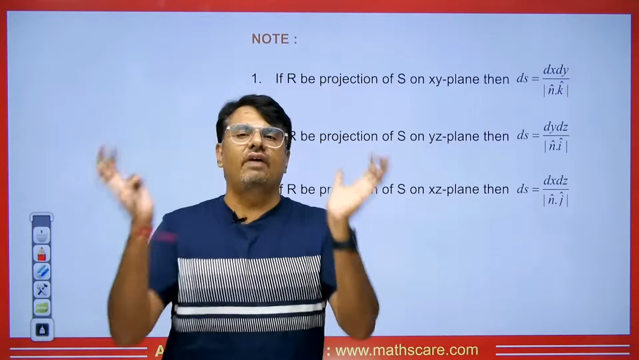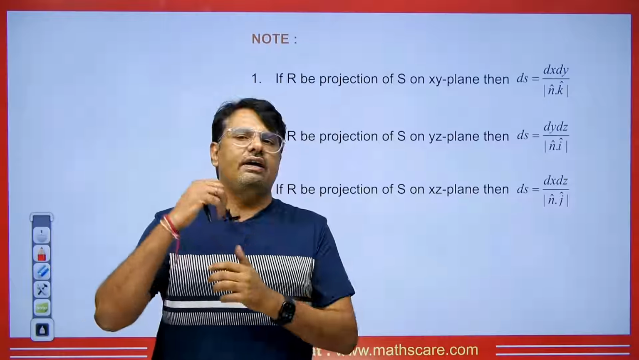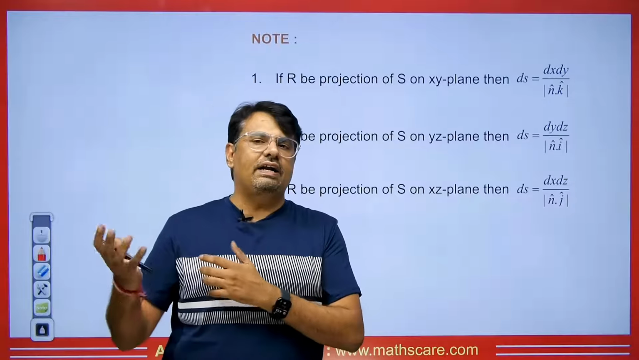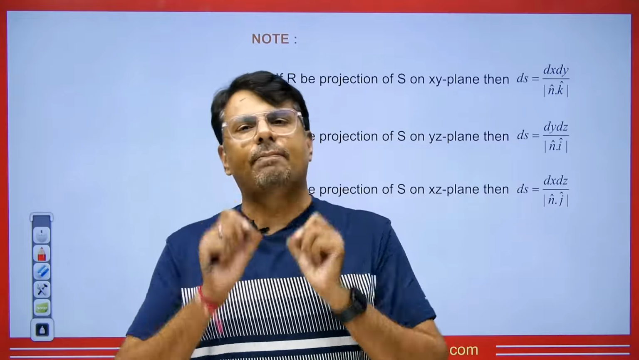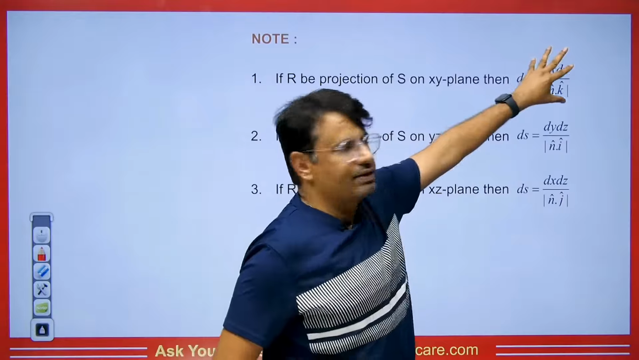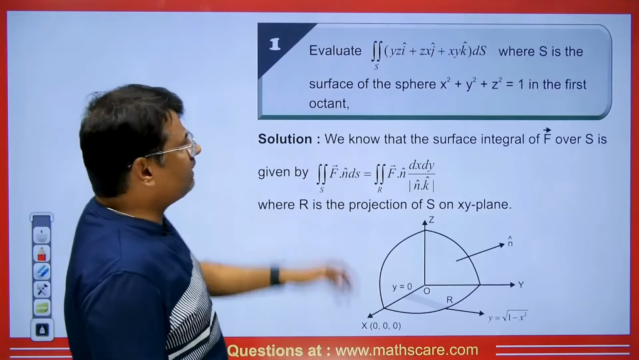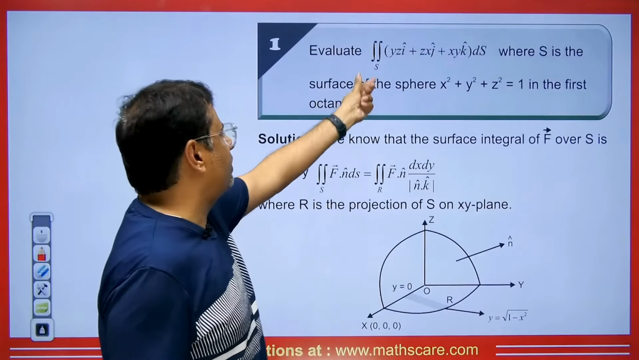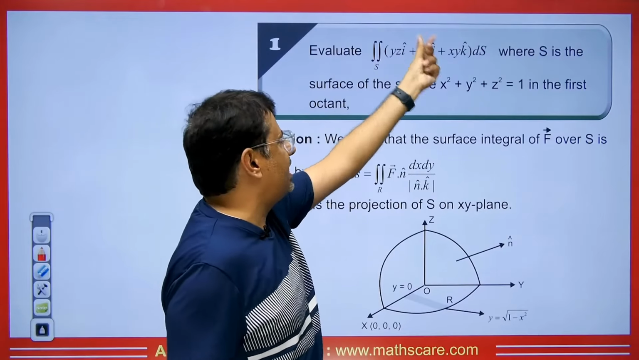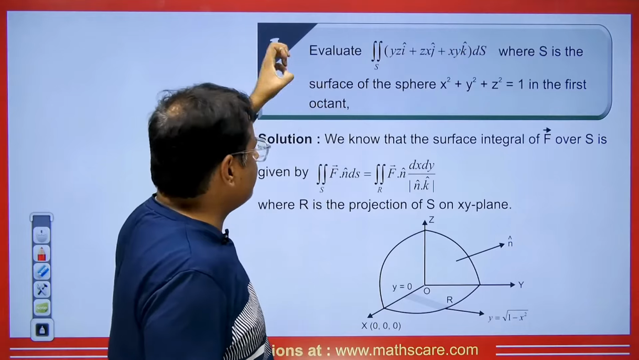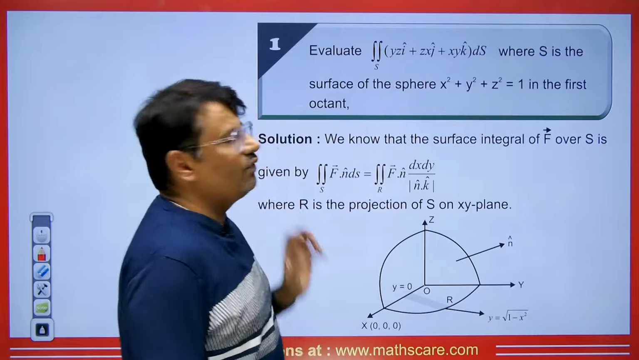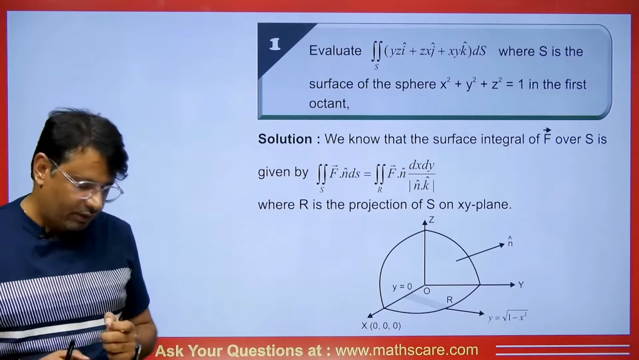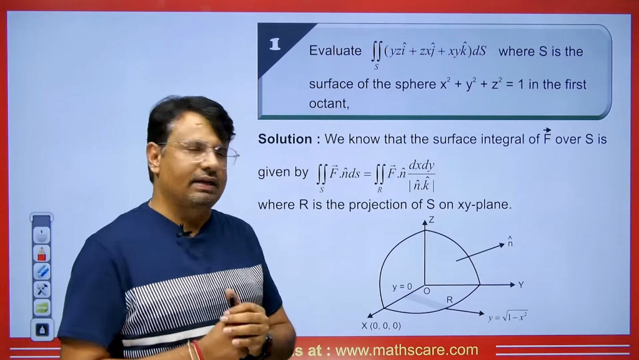Sometimes some things are not given in the question. It may mention the first quadrant or first octant, and if nothing is mentioned, then by default we will take the xy plane. So students, look, here we have the double integration of yz i plus zx j plus xy k dot n dS, where S is the surface of the sphere x square plus y square plus z square equal to 1 in the first octant. So here we'll take the xy plane, clear?